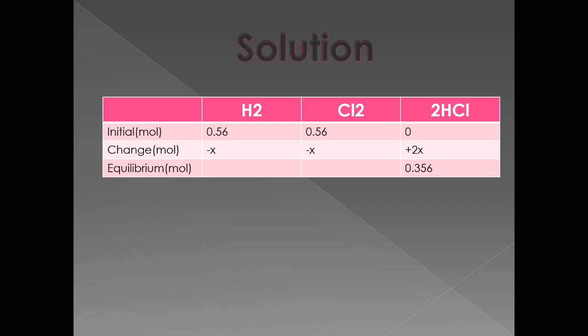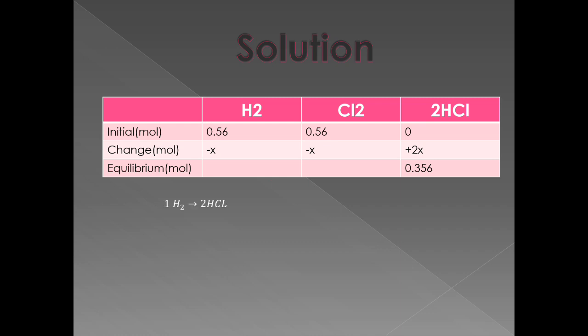Now, you're going to observe that the change in concentration of hydrogen and chlorine are both negative x, and the hydrogen chloride is positive 2x. If you go back to the things that I stated to take note of, you'll observe that the change in concentration is expressed in negative or positive with the variable x.